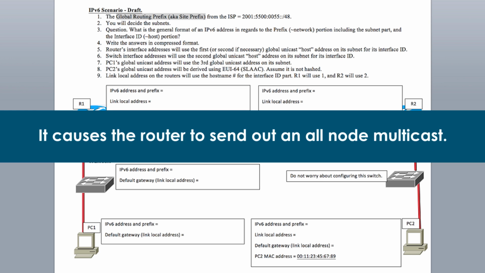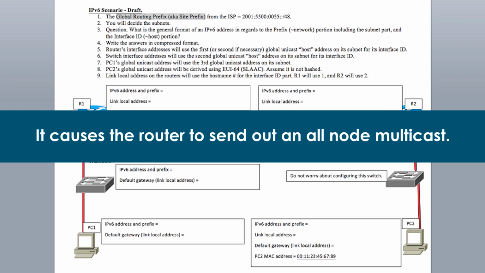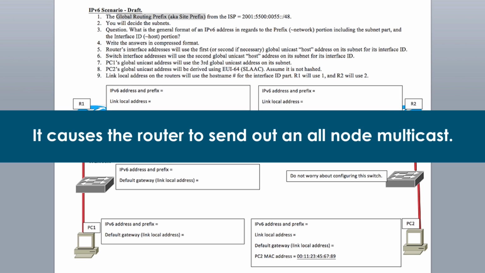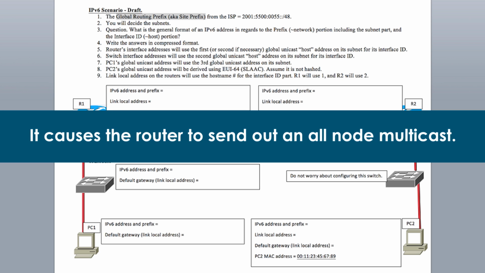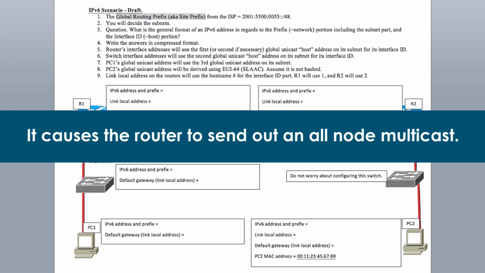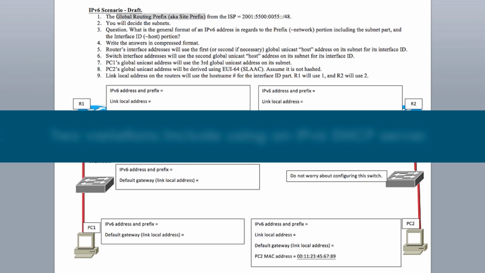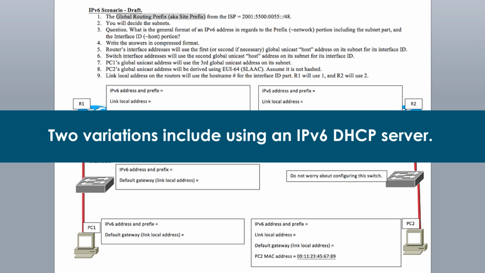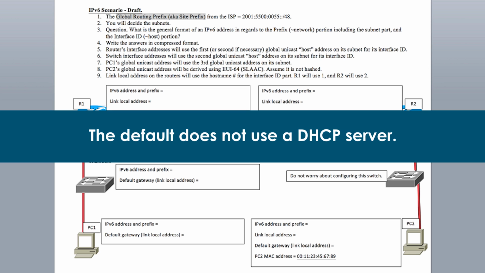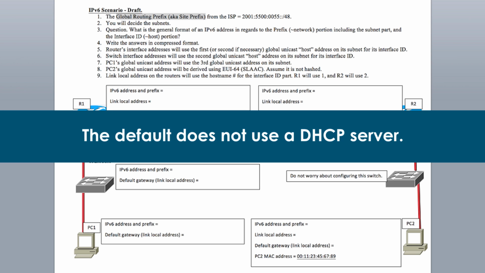When this command is entered, it causes the router to send out an all-node multicast, basically saying, does anyone need help getting an address? There are basically 3 variations. 2 variations include an IPv6 DHCP server. However, the default does not use a DHCP server. The default method is the main focus of this course, and in particular, this scenario.